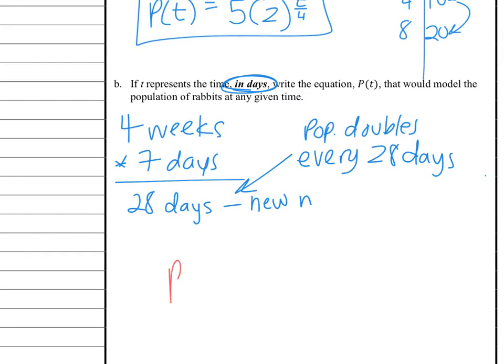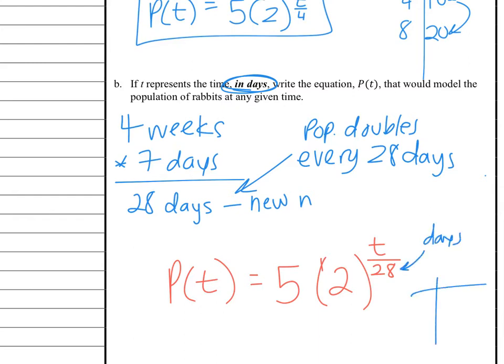So now I'm going to say population as a function of time is equal to our initial value still of 5. Our rate is still going to be 2, right? It's still doubling. And then this is just raised to the power of t over 28 because it's happening every 28 days.